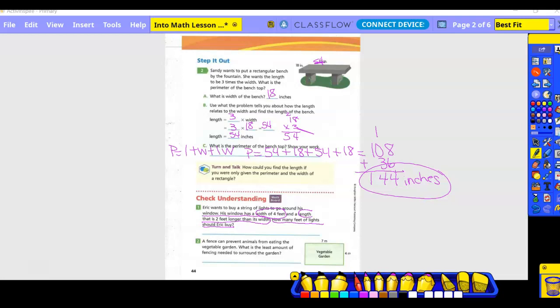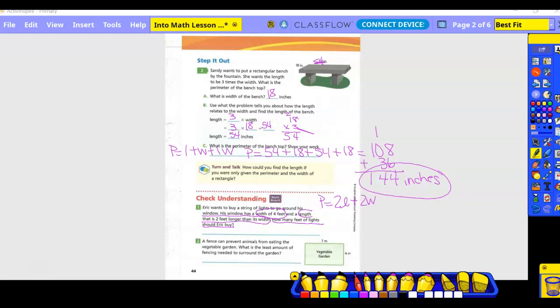I want to see the work of you filling in the formula and working it out. And then I want an answer with a label. So every problem is worth 3 points today. So let's try our other formula, the one where I told you P equals 2L plus 2W.